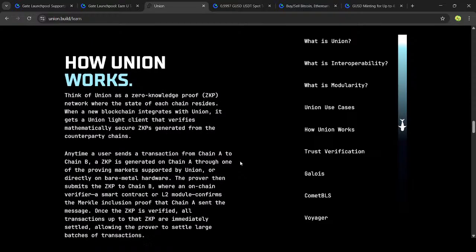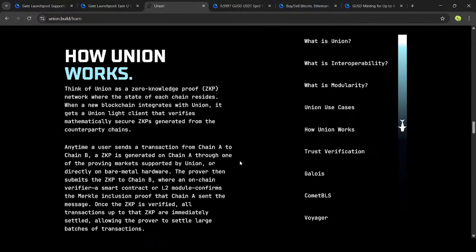So, guys, how does Union work? The thing about Union is that it uses a zero-knowledge proof, a ZKP, network. When a new blockchain integrates with Union, it gets a Union light client that verifies the mathematically secure ZKP and forms the counterpart of the chain.